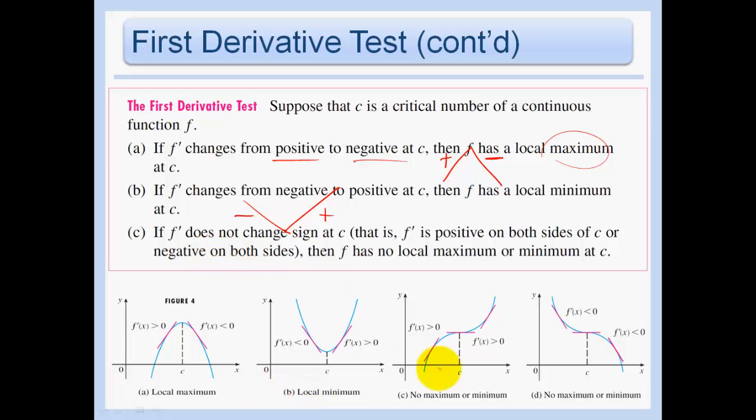If we go from positive, 0, positive, so we have no change in sign, then we have no max or min. Similarly, negative, 0, negative, we have no max or min. So what we learn here, the main takeaway, is that we only have a max or a min if the derivative actually changes sign from positive to negative or negative to positive.